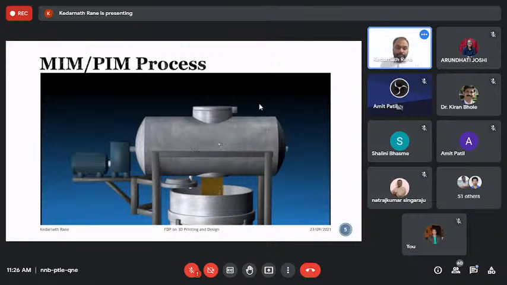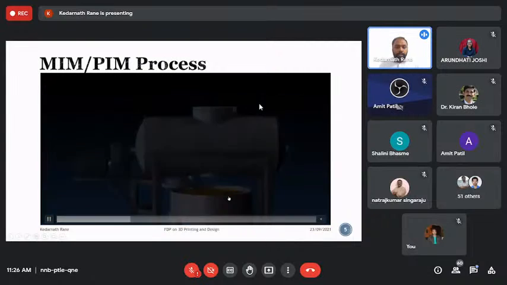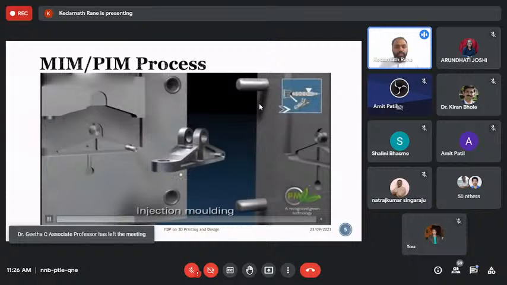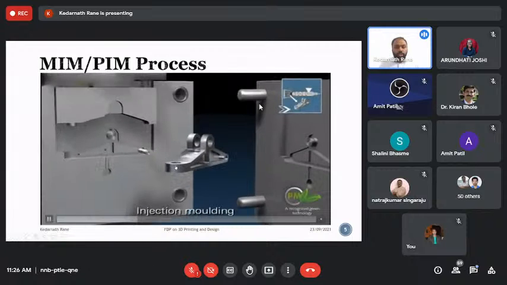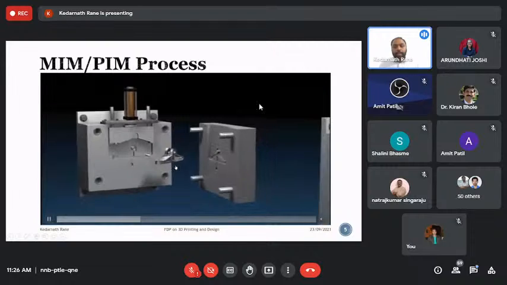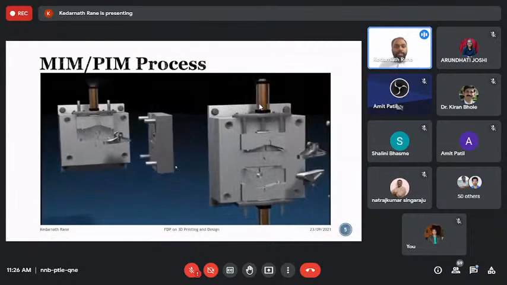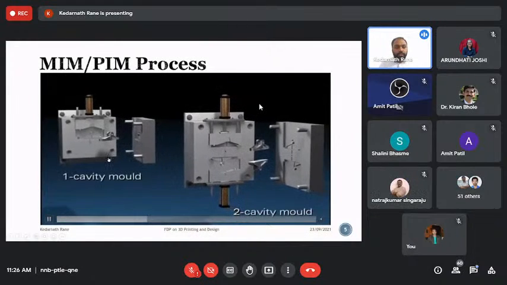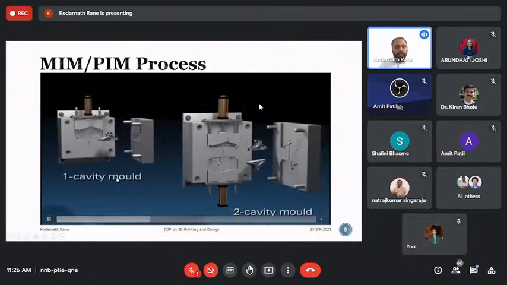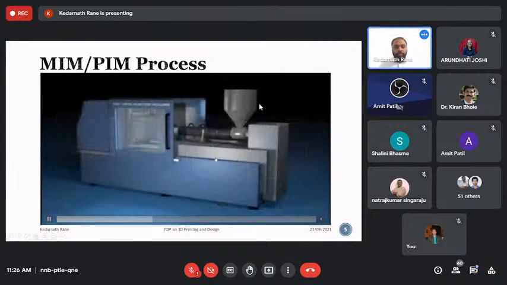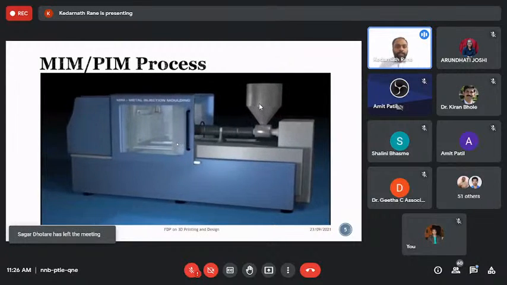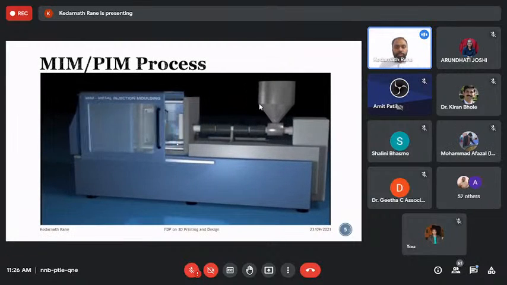Once it is ready, we are going to use it for the next process, which is metal injection molding. It is called injection molding. It is similar to plastic injection molding, but the design aspects of the tools and the pressure requirement for this kind of molding are different. So you have a cavity mold, and you can develop family molds, producing multiple parts at the same time with this process.